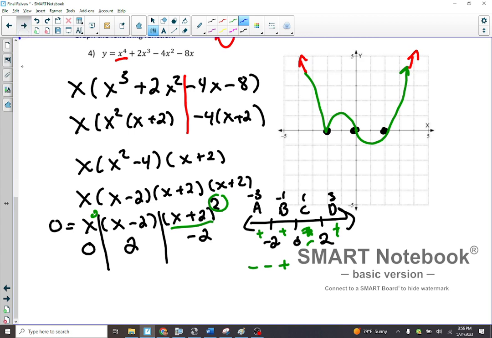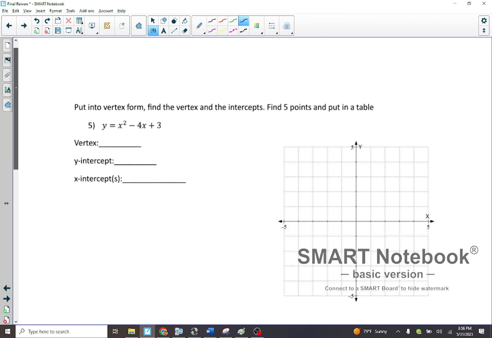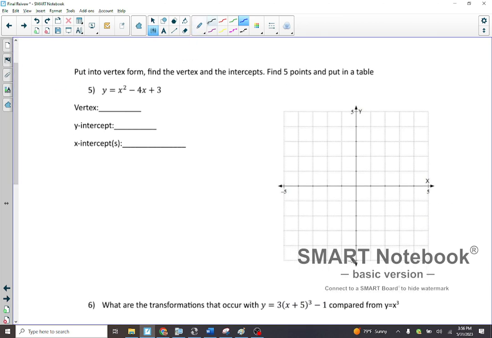Okay. Next one. Put in vertex form. Find the vertex and intercepts. Find 5 points and put it in the table. So, to put it in vertex form, you've got to use complete the square. So x squared minus 4x. I'm going to put a plus c here. That 3 I'm going to move outside. And to make sure it's balanced, if I do a plus c here, I've got to do a minus c over here.